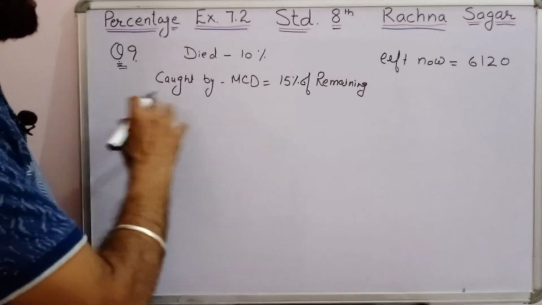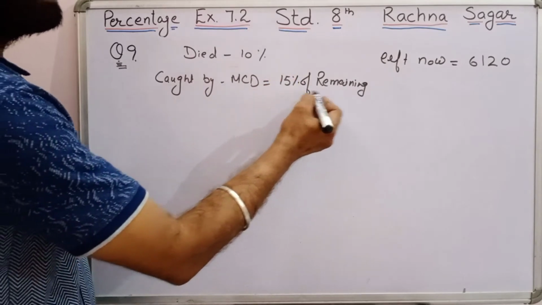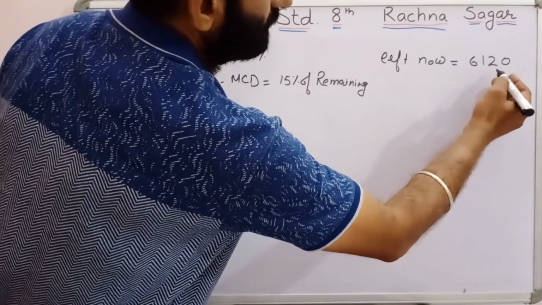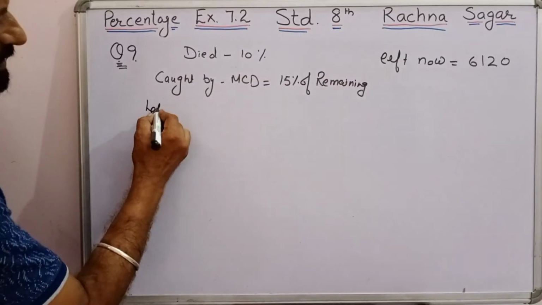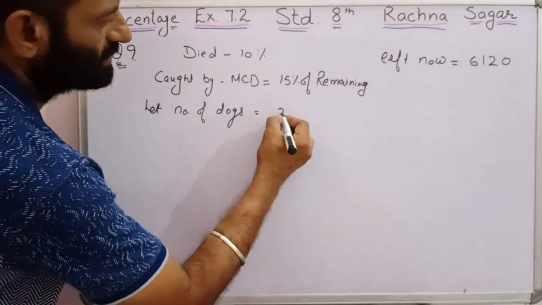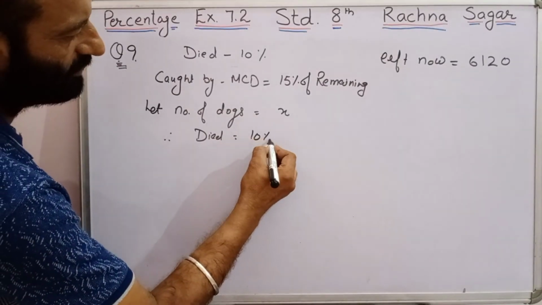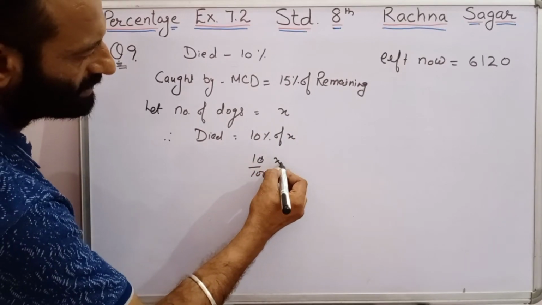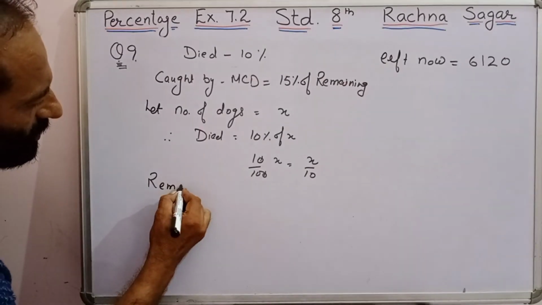Question number 9. In a locality, 10% of the dogs died by a disease, 15% of the remaining were caught by MCD. If the number of dogs left now is 6120, what was the number of dogs in the beginning? Let number of dogs in the beginning be x. Therefore, number of dogs died is 10% of x, that is 10 over 100 into x, that is x by 10.